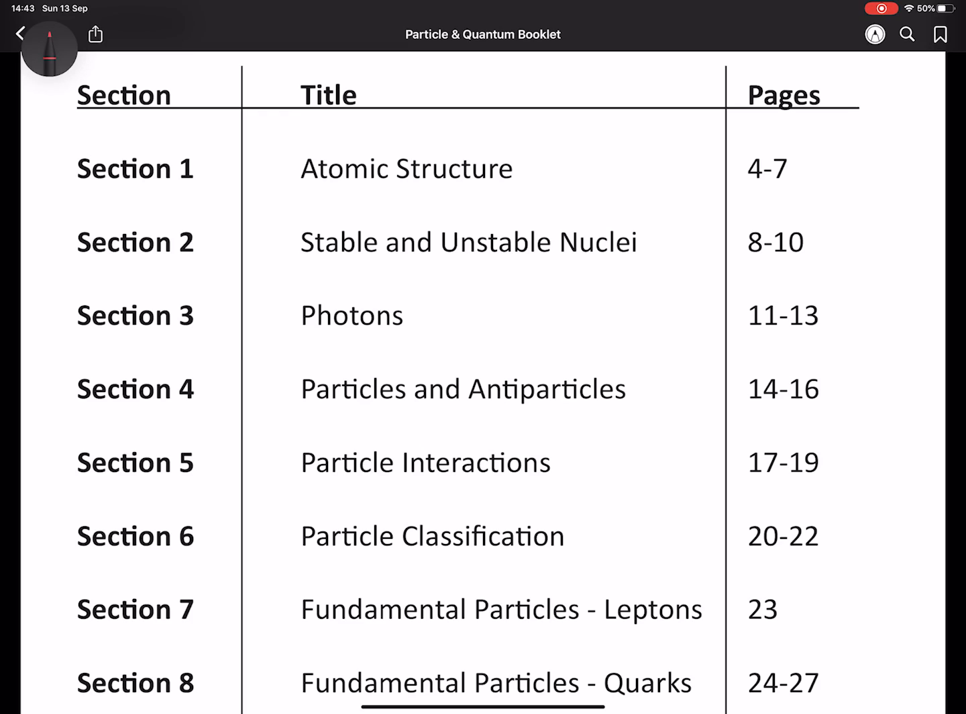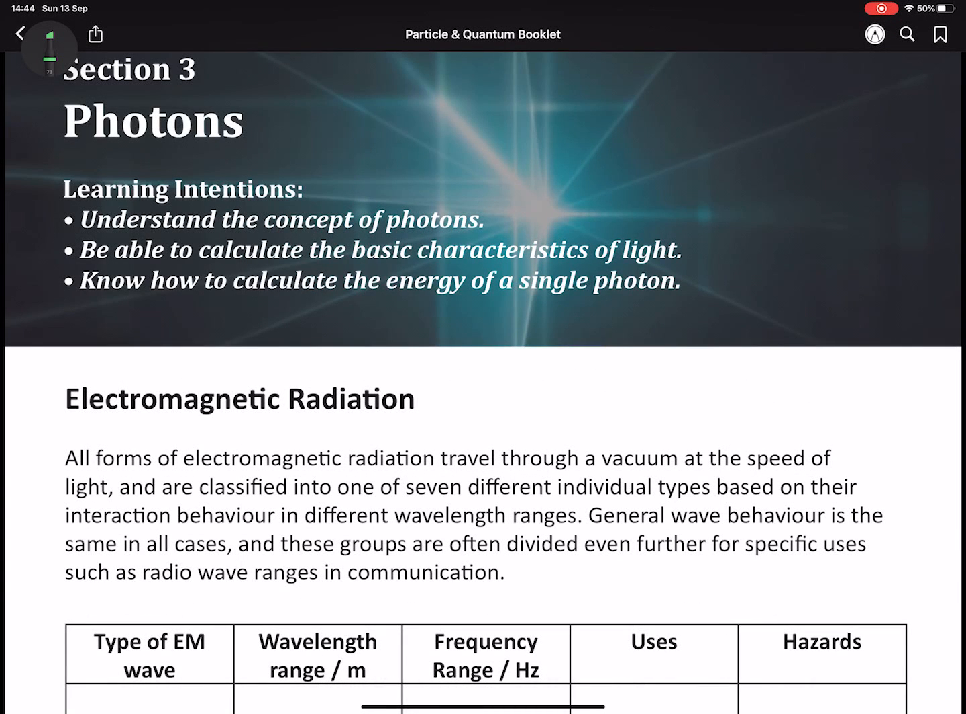In this video, we'll be looking at the third section of the particle physics booklet, focusing on photons. Now, before we can understand photons and this new concept, we have to consider electromagnetic radiation as a whole.